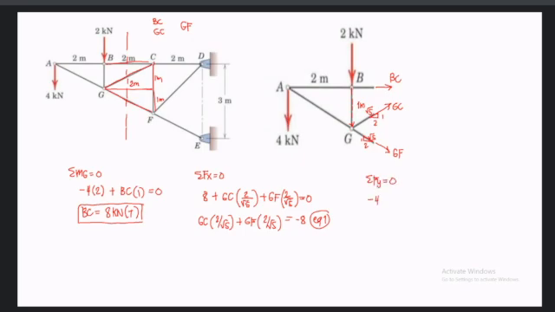So this is negative 4, negative 2. That's your external loads plus GC multiplied by 1 over square root of 5. Positive si Y, no? Pataas. And then negative naman yung Y ni GF. No? And then times 1 over square root of 5. So simplifying, so this is GC times 1 over square root of 5 minus GF times 1 over square root of 5 is equal to 6. No? And then that's your equation number 2.